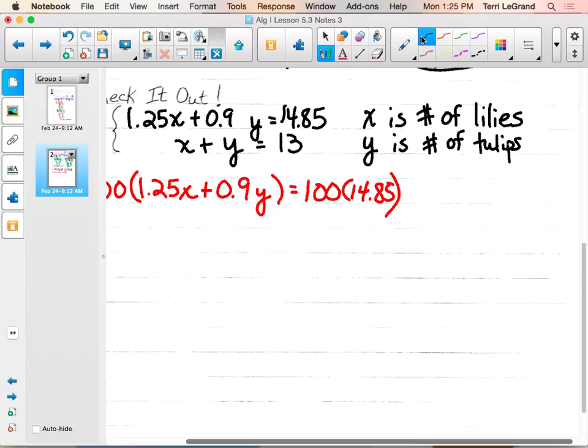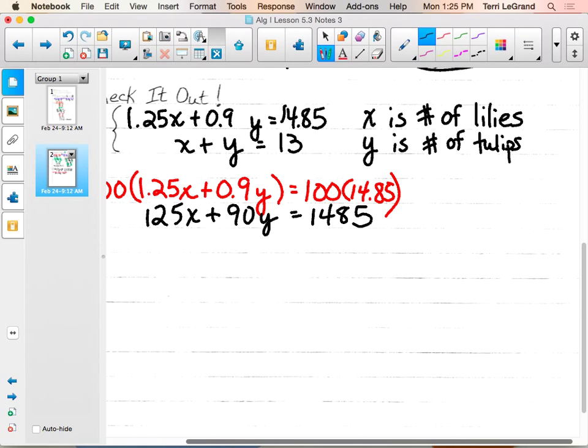Multiplying by 100 is the same as doing what? Moving the decimal over 2 places to the right. So how many x's do we have? 125 of them. How many y's do we have? 90. And this becomes 1,485.